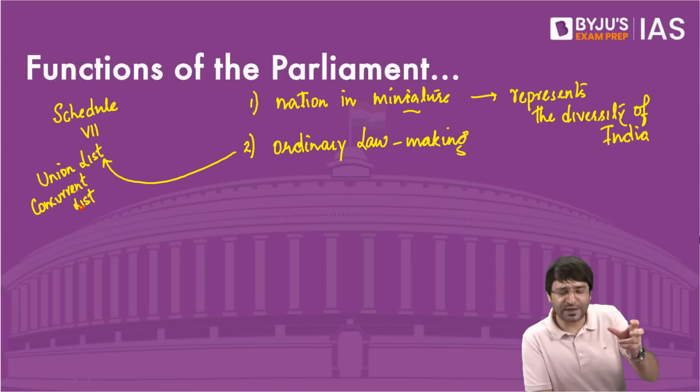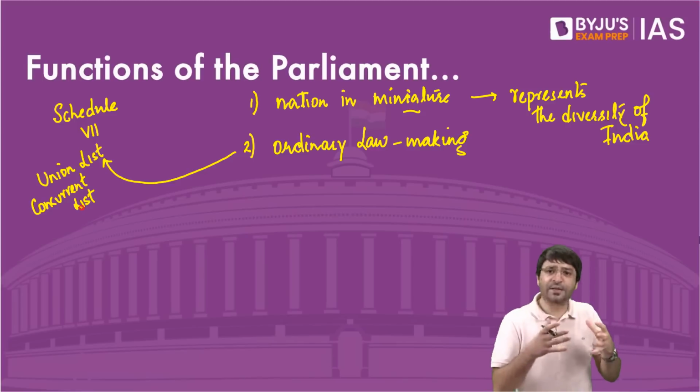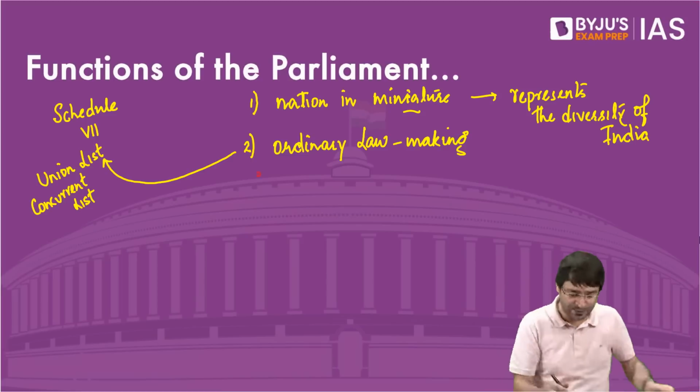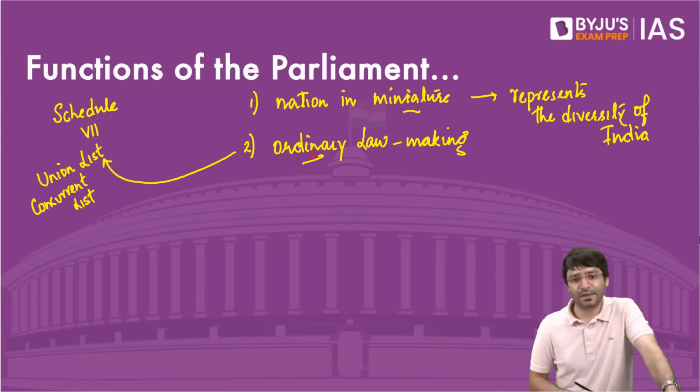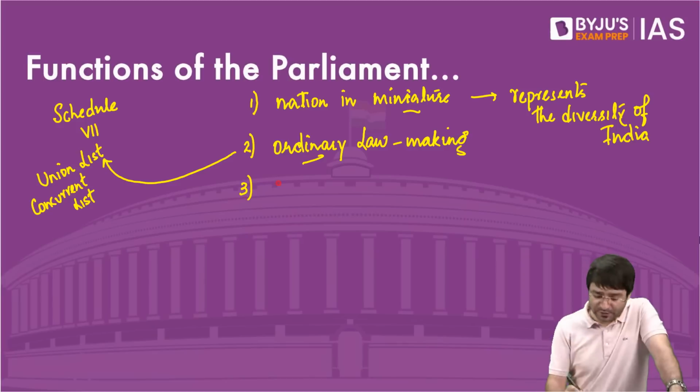If tomorrow there are 3 bills to be presented to the Parliament, one replacing the Evidence Act, the other replacing the criminal procedure, the other replacing the civil procedure, all these are laws to be passed by the Parliament, because that is the power of the Parliament to make ordinary laws. But Parliament has the power not only of making ordinary laws, it has a constituent power as well.